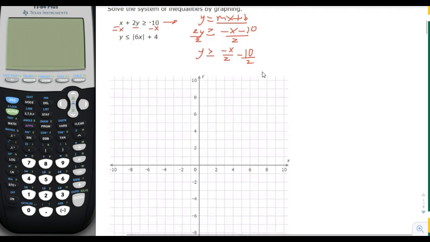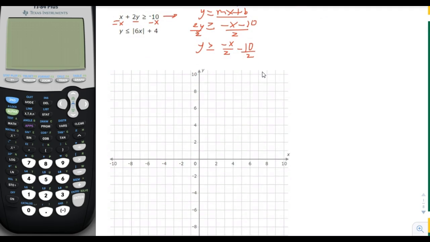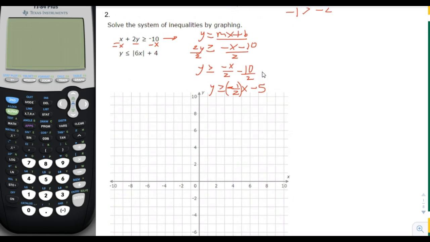Okay. Finally, I'm going to simplify one more step. So I'm going to have y is greater than or equal to negative 1/2 x, because negative x divided by 2 is the same as negative 1/2 times x, right? So our slope happens to be negative 1/2. Minus 10 over 2 is equal to minus 5. So our y-intercept is negative 5. Okay? All right, so that's one of our equations.